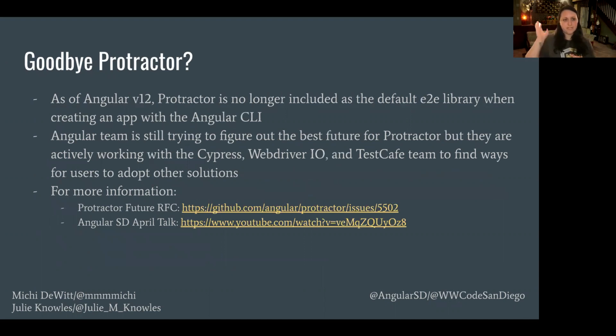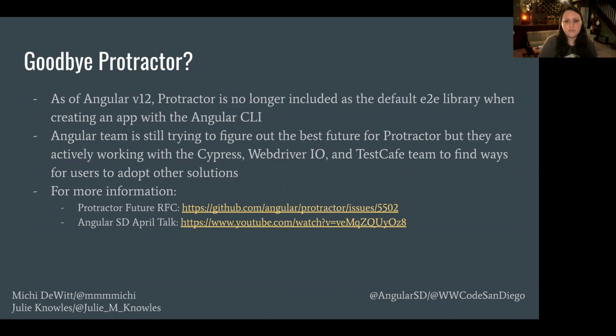All right. Second thing is goodbye Protractor, maybe. With Angular version 12, Protractor is no longer included as the default end-to-end test library when you create a new app with the Angular CLI. In all the years previous and back in the AngularJS days, Protractor was the go-to test framework to use, or it used to be, I should say. The last couple of years, it's been slowly dropping off in popularity. So right now, it's not included as default.